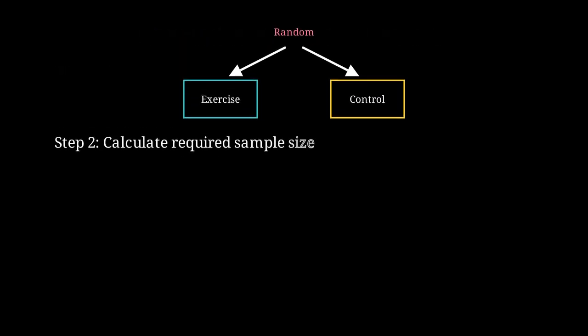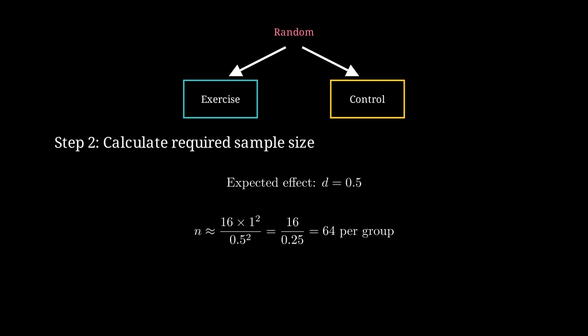Step 2. Calculate required sample size for adequate power. For example, if the expected effect size is 0.5, we need approximately 64 participants per group, so 128 total participants.